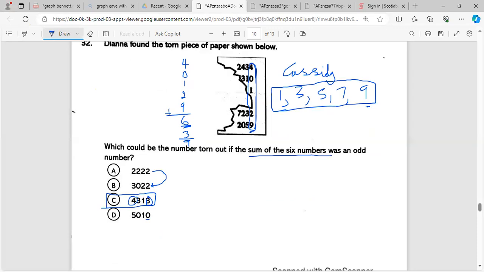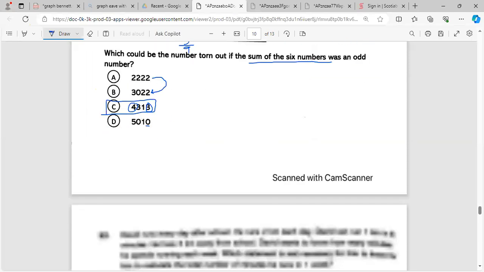Sir, can I read this one? Yeah, the next one, which is this. 33.